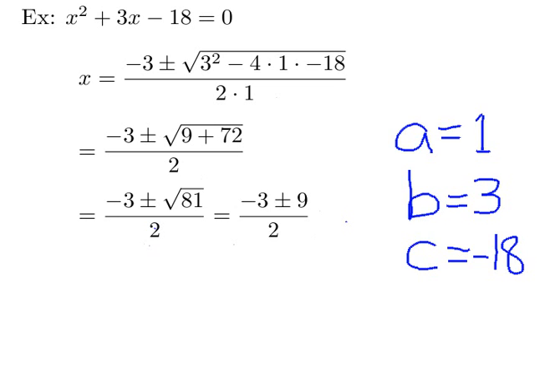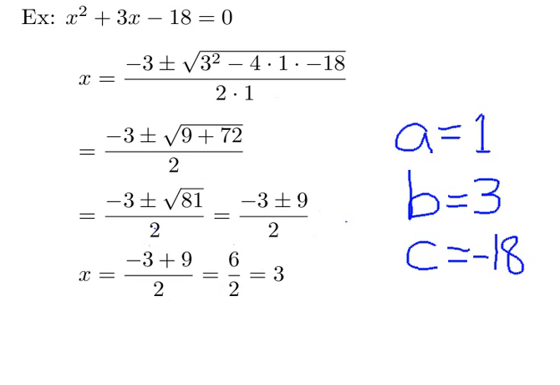Let's talk about the first one. We have x equals negative 3 plus 9. Oops, I accidentally put plus 0. Plus 9 over 2. X equals negative 3 plus 9 over 2. That's going to equal 6 over 2, because negative 3 plus 9 is 6. And then 6 over 2 is just going to be 3. Okay, so that's the first one, that's the plus.